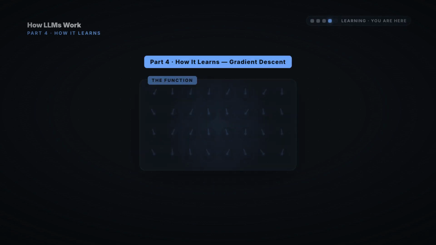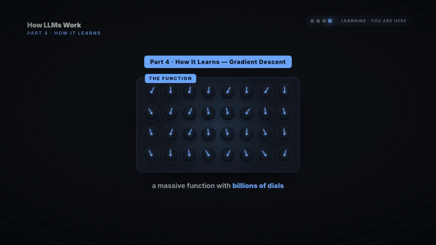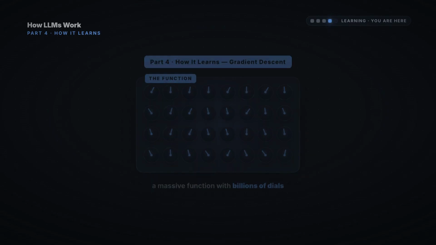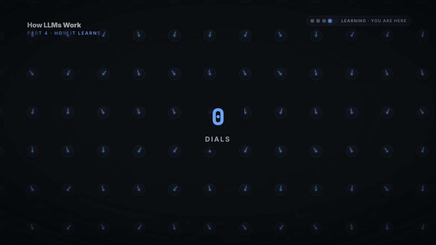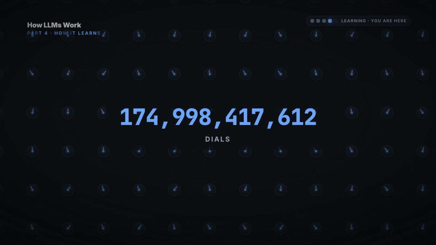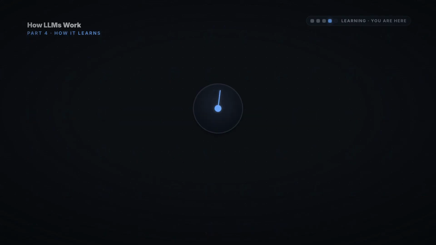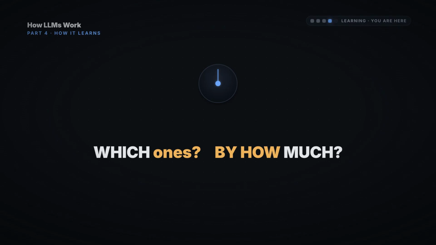So we've got this massive mathematical function with billions of dials, and we said training is the process of turning those dials until the model gets good at predicting the next word. But think about that for a second. You've got 175 billion dials. Each one can be turned by any tiny amount in either direction. How on earth do you figure out which ones to turn and by how much?